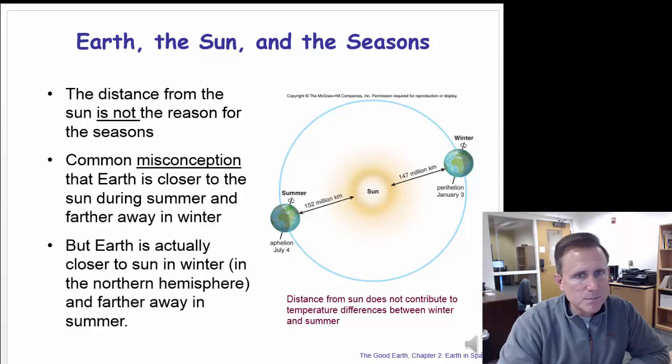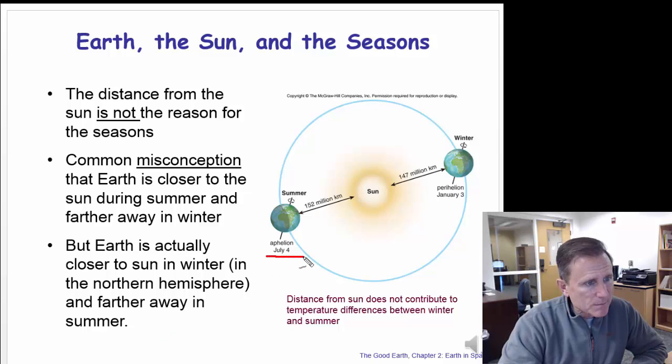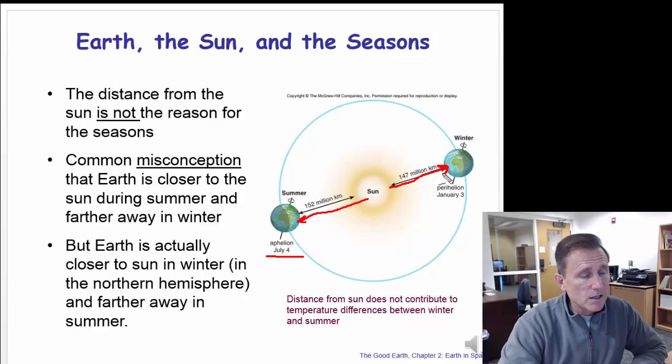So the aphelion, that's a term for any celestial body. Any celestial body has a perihelion and an aphelion. The aphelion is when the distance between the celestial body and what it's orbiting is the greatest. The perihelion is when the distance between the body and what it's orbiting is the closest.